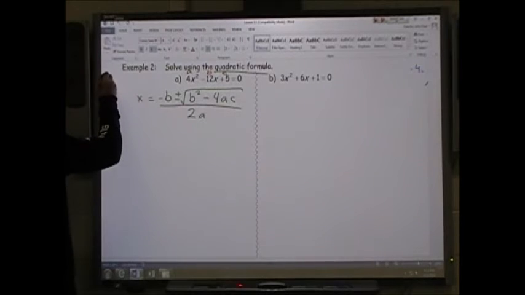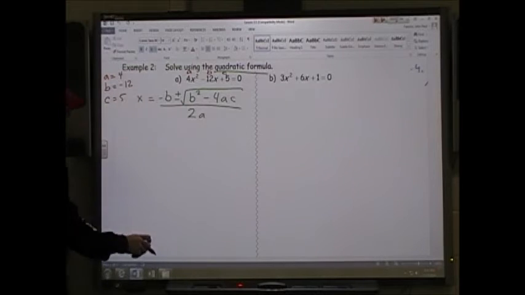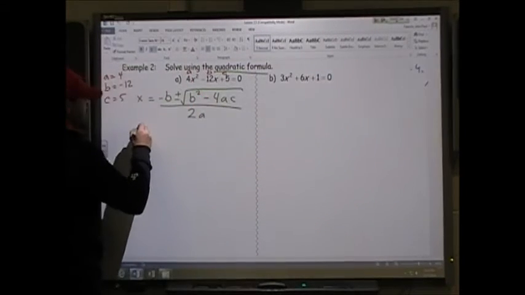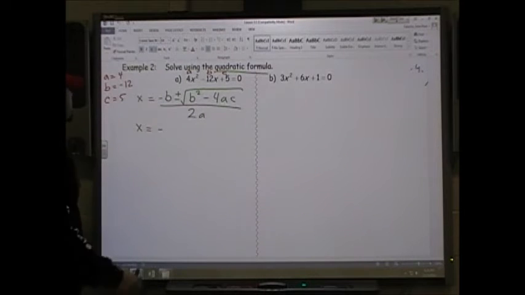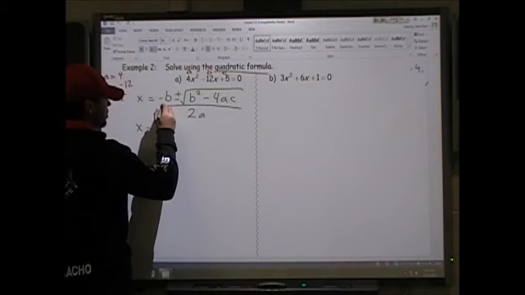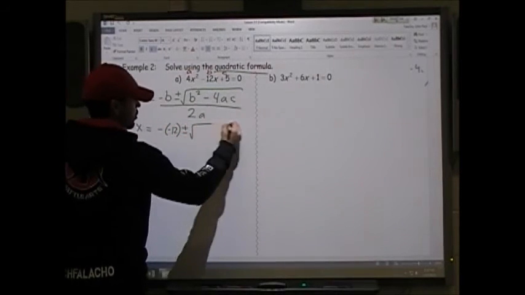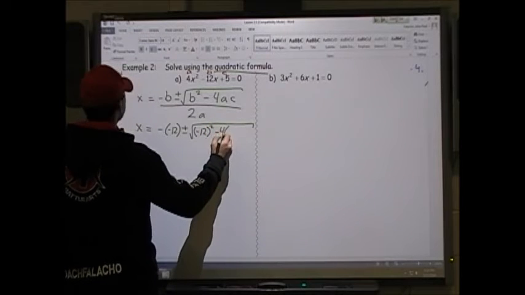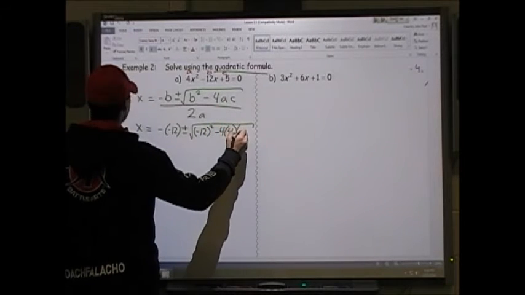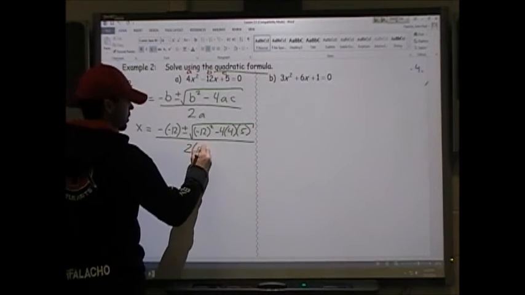So sometimes I like to write that off to the side. A is 4, b is negative 12, and c is 5. And I'm going to plug that in here. So plugging that in here, that means x is equal to, and this gives me the solutions right away. So x is equal to negative b, so be careful, negative, and then b is negative 12, plus or minus the square root of b, which is negative 12, all squared, minus 4 times a, which is 4, times c, which is 5, all over 2 times a, which is 4.